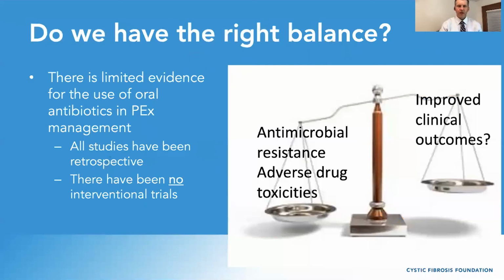So there are pros and cons, and the question is, do we have the right balance? I should note that all the studies I've mentioned have been retrospective analyses or registry analyses. There actually have been no interventional trials of oral antibiotics in people with CF. In addition to balancing the pros and cons of how much benefit we're getting, we also want to avoid antimicrobial resistance and the adverse drug toxicities, such as nausea, vomiting, diarrhea. And we want to improve clinical outcomes. So the question is, are we getting that balance right?